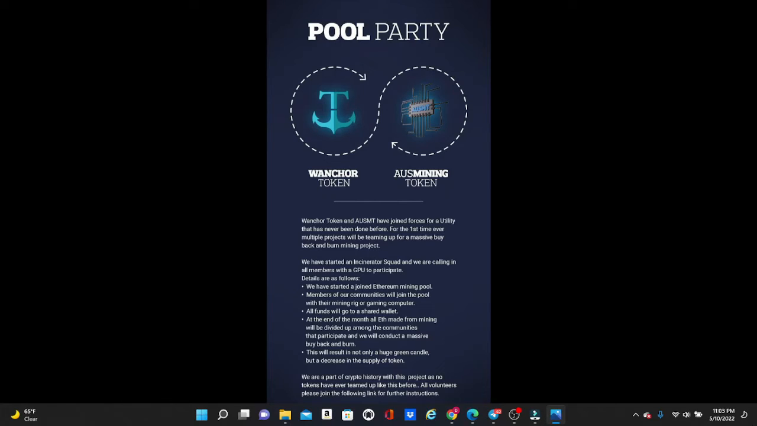So, I mean, this is absolutely huge in the space of DeFi to see multiple projects working together towards a single utility that's going to help out all the different communities that are involved with this. So, I'm very glad to see this. I am glad to see projects starting to work together in real ways like this.